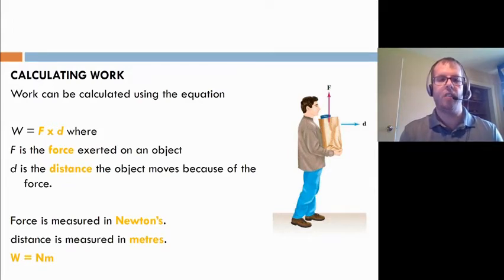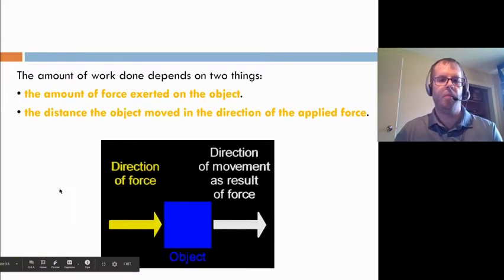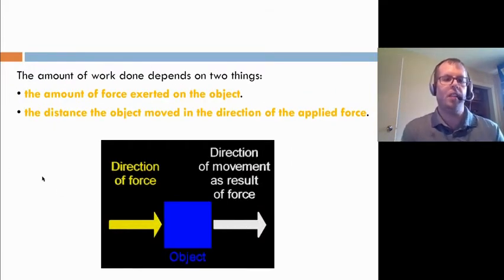The units, or one set of units for work, is a newton meter, and that's because we will get newtons from the force, and we'll get meters from the distance. So multiplying them together, we'll get newton meters. Okay, so F is the force, D is the distance, and of course, forces will be measured in newtons, and distance will be measured in meters. Okay, moving on. The amount of work done obviously depends on two things, and we've already stated they are what showed up in the calculation.